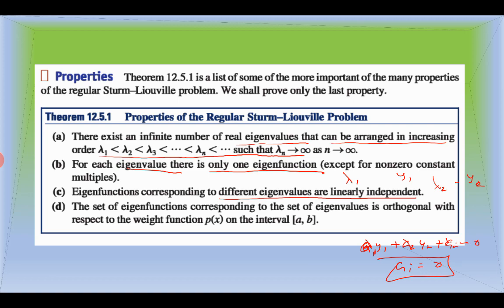The set of eigenfunctions corresponding to the set of eigenvalues is orthogonal with respect to the weight function. This we have already seen. The solutions of this kind of Sturm Liouville problem are pairwise orthogonal with respect to the weight function p. P is also there in the given equation. P is the coefficient of lambda, isn't it?